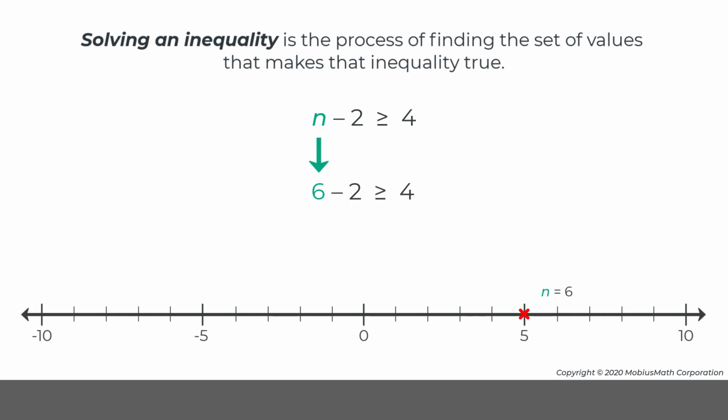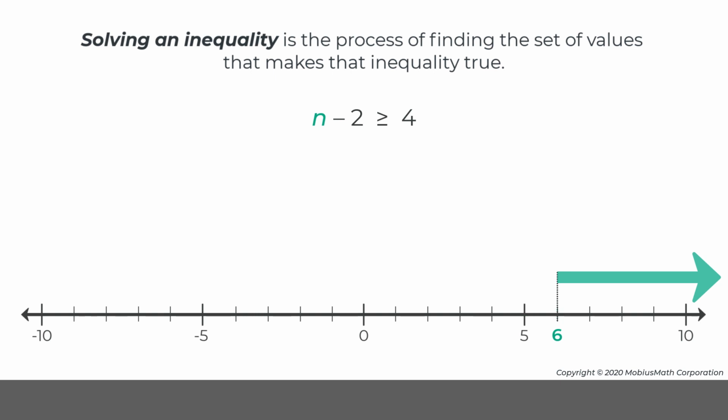For n equals 6, the inequality is true because 4 is greater than or equal to 4. And for n equals 7, the inequality is true because 5 is greater than or equal to 4. Notice that any point to the right of n equals 6 also makes this inequality true.